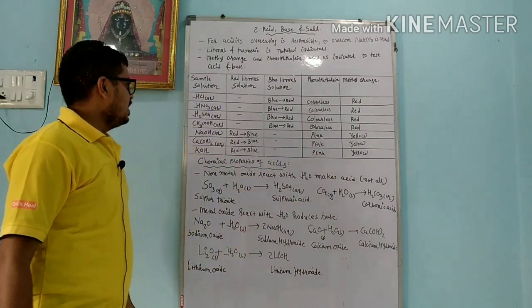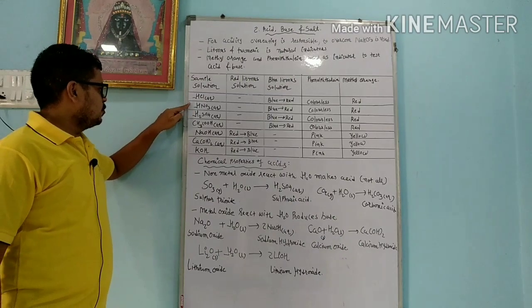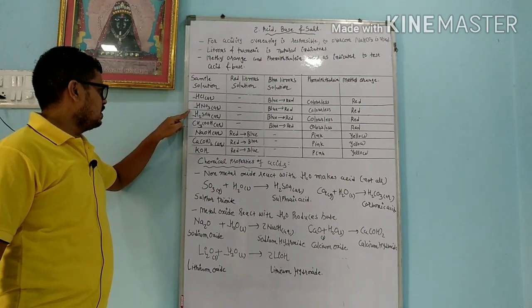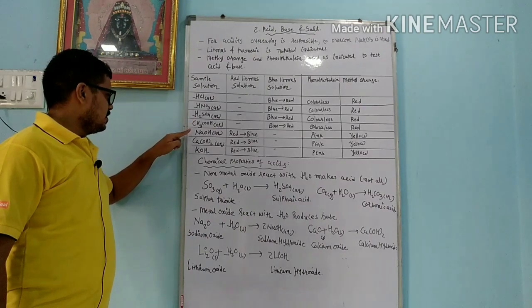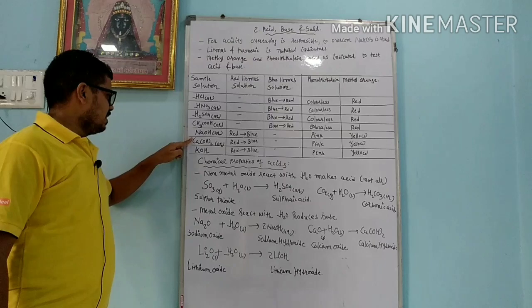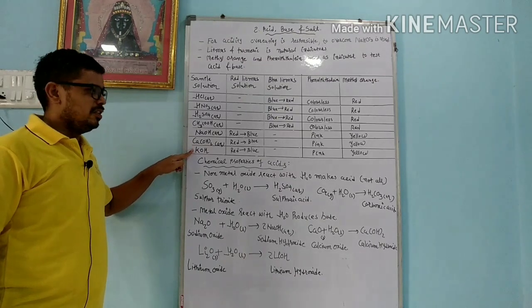So from this we can judge that HCl is acidic in nature, HNO3 is acidic in nature, H2SO4 is acidic in nature, acetic acid is acidic in nature, sodium hydroxide is basic in nature, calcium hydroxide is basic in nature, and potassium hydroxide is basic in nature.